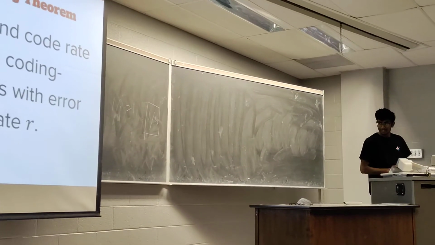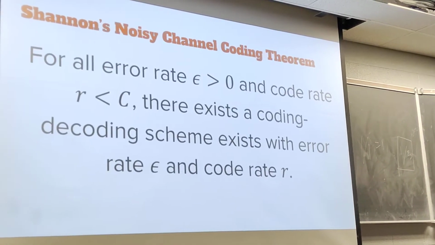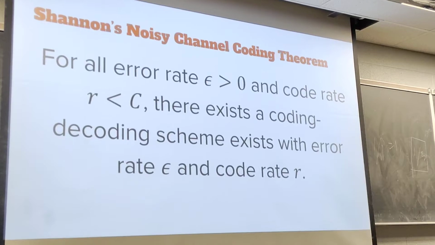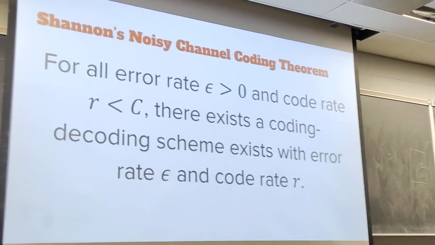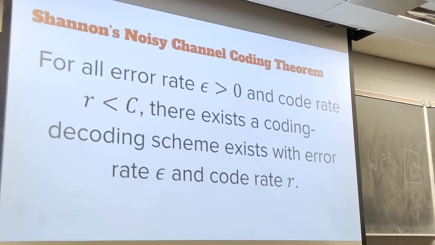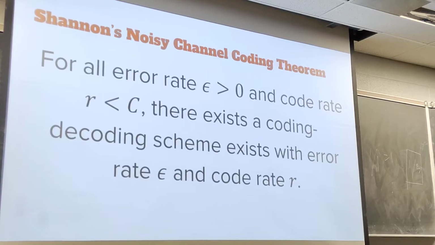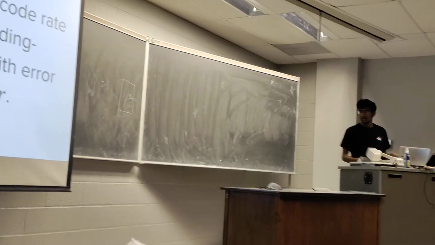Here's the official statement for part 1 of the theorem. For all error rates epsilon greater than 0, and code rates less than the capacity, which we'll define later, there exists a coding and decoding scheme with error rate epsilon and code rate r, or better than those two. Now, I know that you're all dying for the proof of this theorem. I am not going to give it to you.